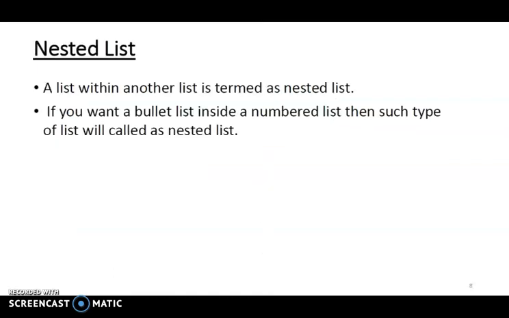Now you can see the next one, that is a nested list. Basically this is not a type of list, but it is another way to define a list. So what is the meaning of nested? A list inside a list is called a nested list. So if you want a bullet list inside a number list, or a number list inside a bullet list, then such a type of list will be used.